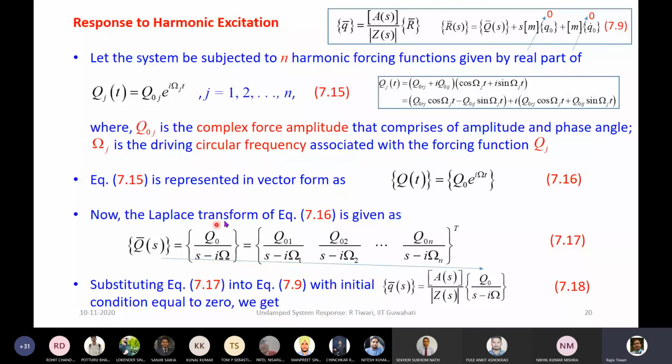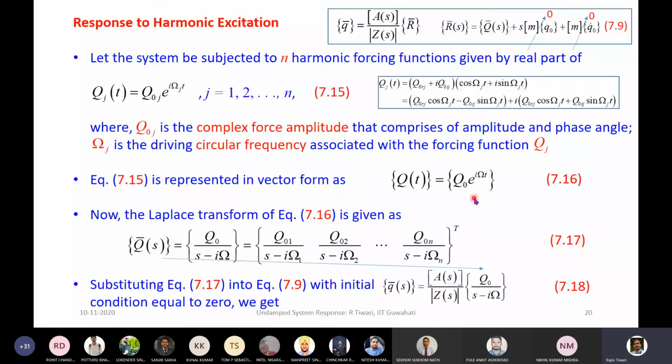So this force has some circular frequency. It is not the natural frequency. Again, I'm repeating, this is the external force frequency. Like if there is an unbalance in a rotor system, then the circular frequency will be equal to the angular speed of the rotor. That is called circular frequency, generally in radians per second. So these n forces we can put in a vector form. All forces are combined in a vector form.